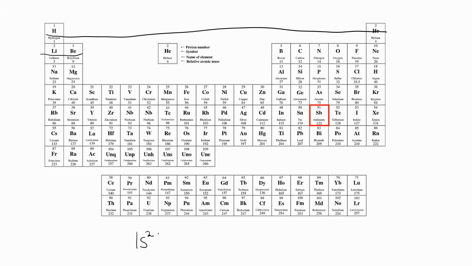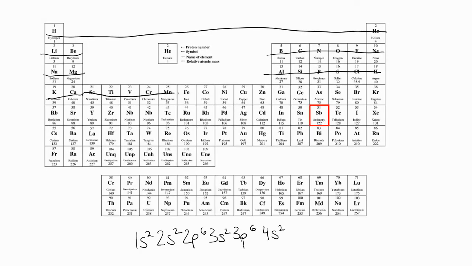And then 2s2, 2p6, 3s2, 3p6, 4s2, and then remember it's 3d10. And again, hopefully you remember that the d orbital holds 10 electrons, but if not, you can count 1, 2, 3, 4, 5, 6, 7, 8, 9, 10 numbers. So you know it's 3d10.